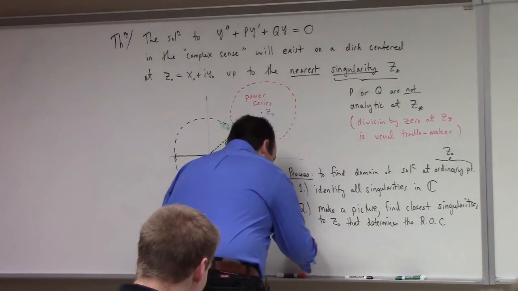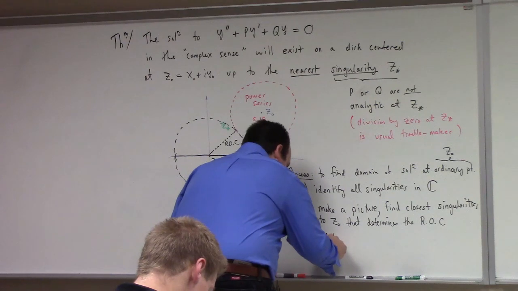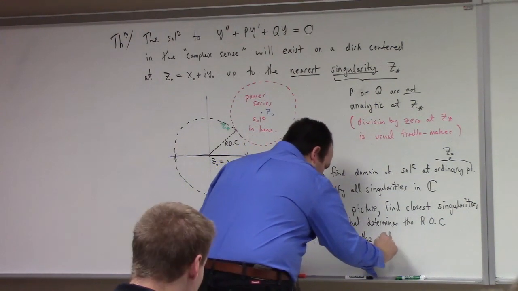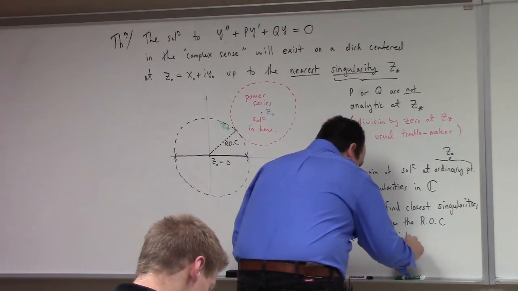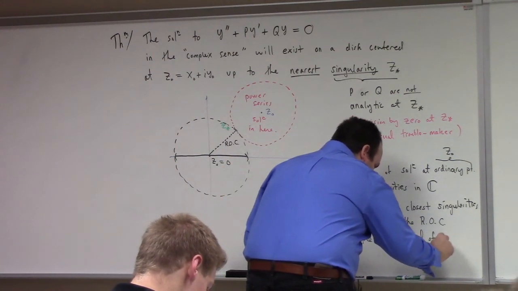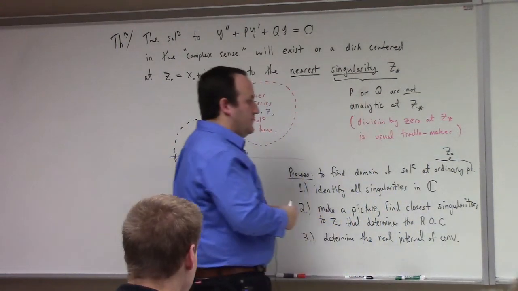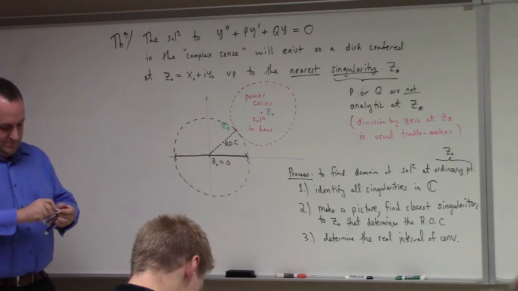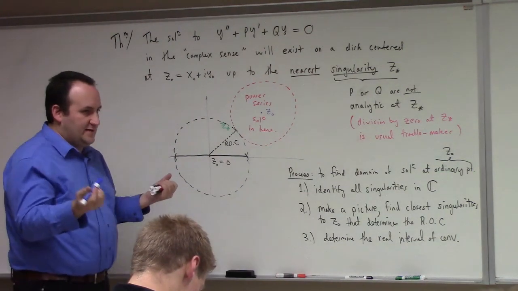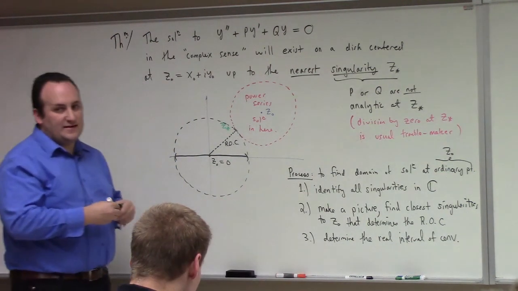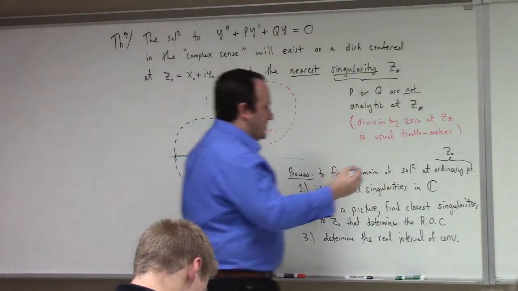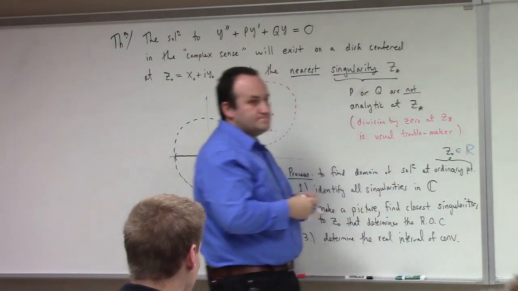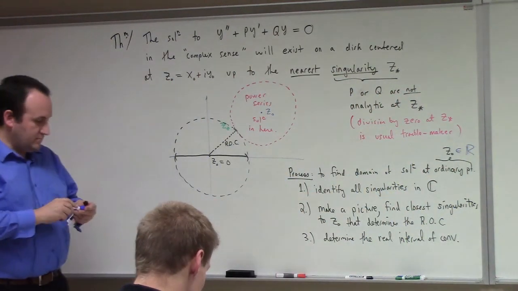And step 3 is to determine the real interval of convergence, right? So in this class, there's really nothing stopping me from making Z0 complex, but I always give you guys Z0 as an element of the reals. Okay. So this is the procedure.